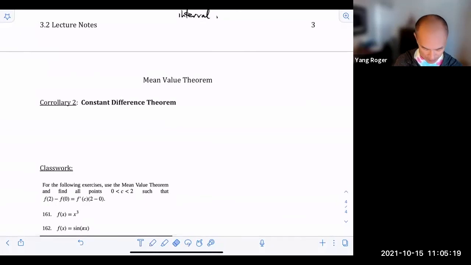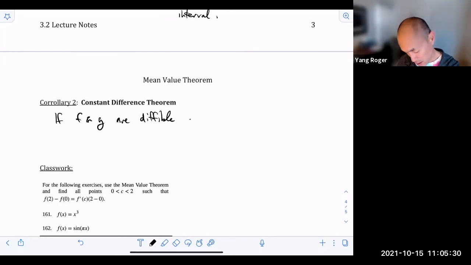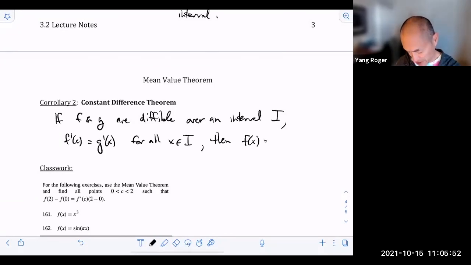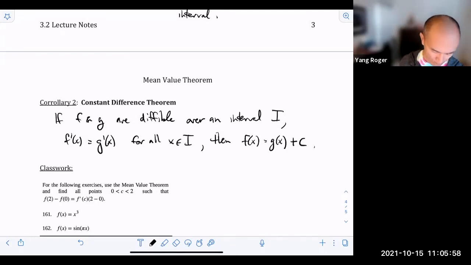The second corollary is very related, which says if f and g are differentiable functions over an interval I, and f prime of x is equal to g prime of x for all x in that interval I, then your two functions are basically going to be the same function. They only differ by a constant. Okay.